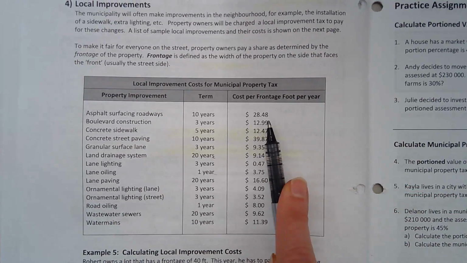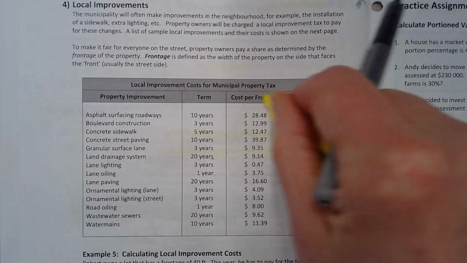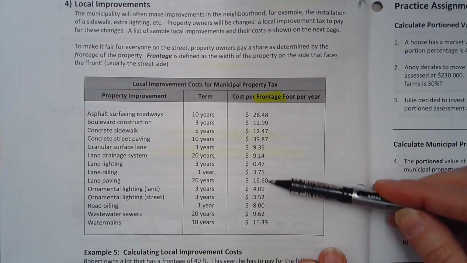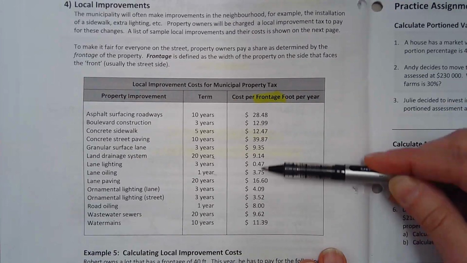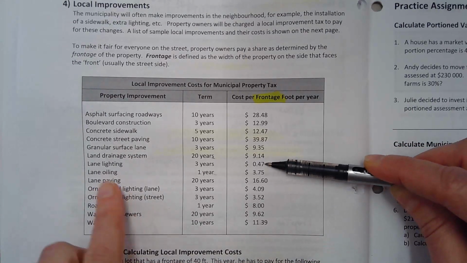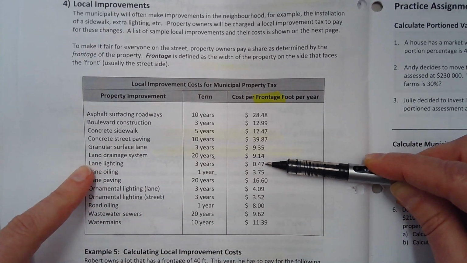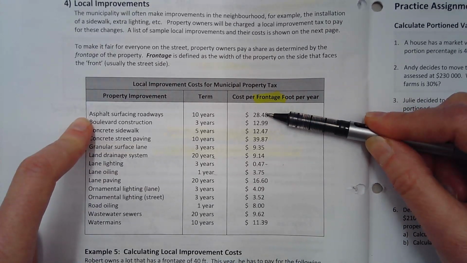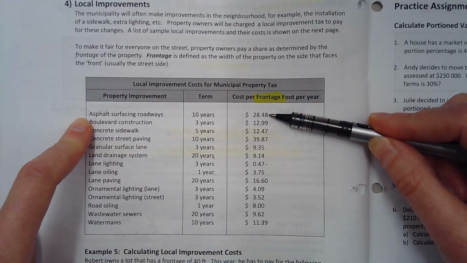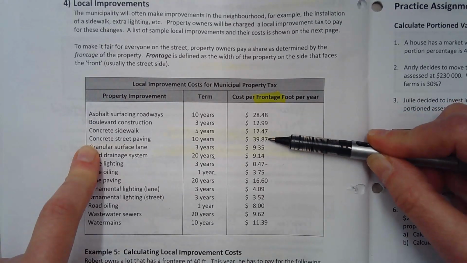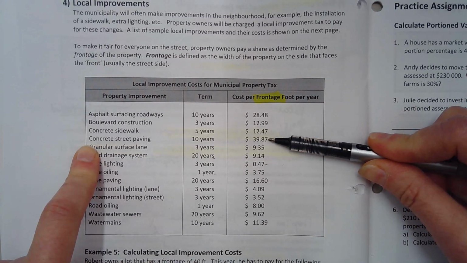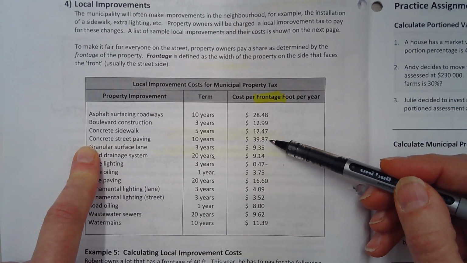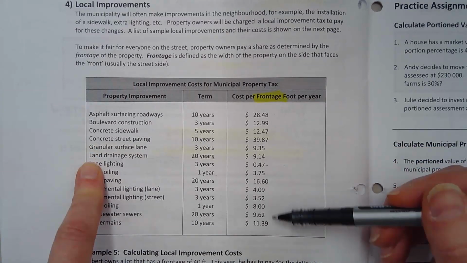And then this is the cost per frontage. That's another new word. You can see there's varying prices. What's the cheapest thing that you could have done to your street? Lane lighting, that would be the cheapest thing, probably replacing bulbs. The most expensive thing on this list is concrete street paving, putting concrete down. That's almost $40 per frontage foot, and I'll explain that in a moment. And then asphalt would be the second most, and then they go down in price.